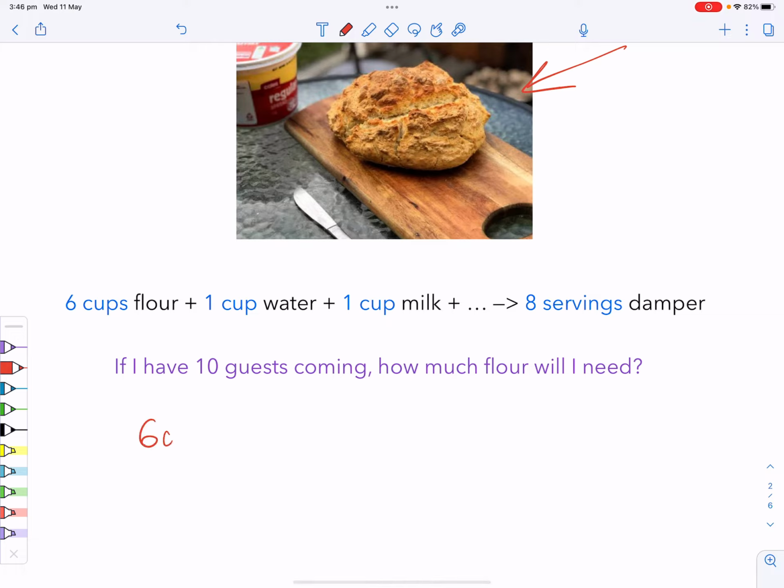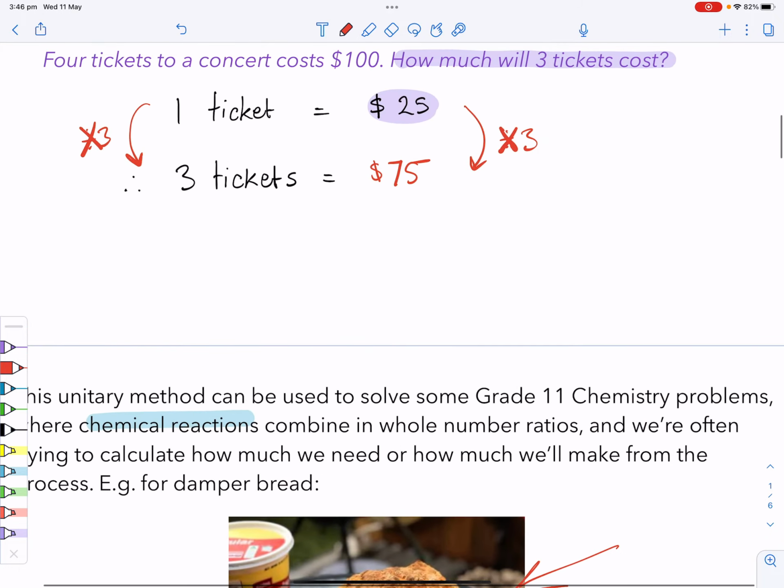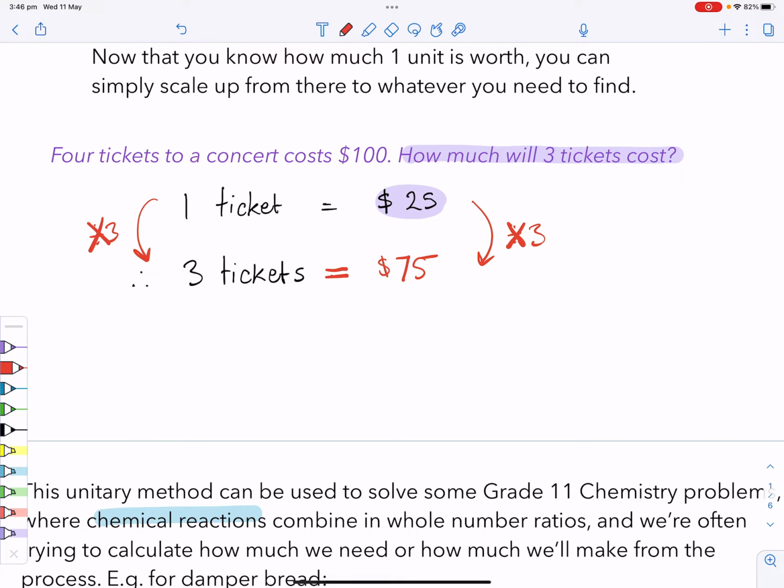6 cups of flour. I'm just extracting from the problem here. And I'm going to use this. I'm not going to use the equal sign, because they are completely different units to each other. This is tickets, this is dollars. So I won't be writing anything that's not mathematically true. If I hadn't written the word ticket and I just wrote 3 equals 75, that is completely false. So I needed to make sure that the dollar sign is in there and the word ticket is in there. Otherwise, my equal sign would be false.